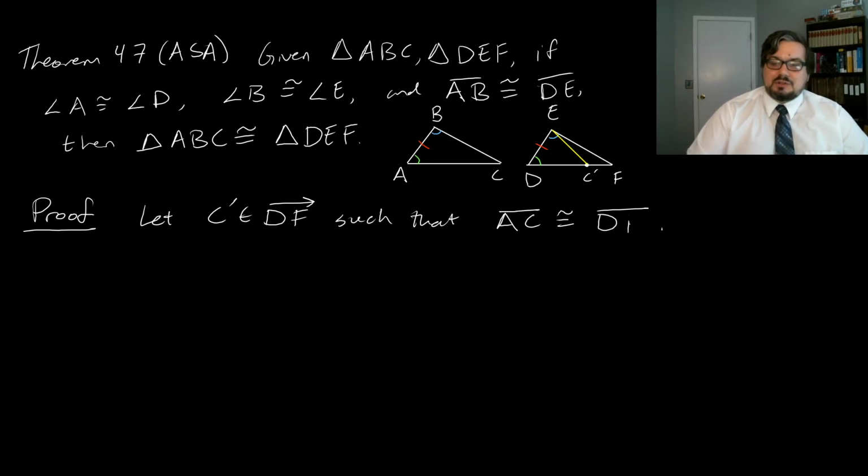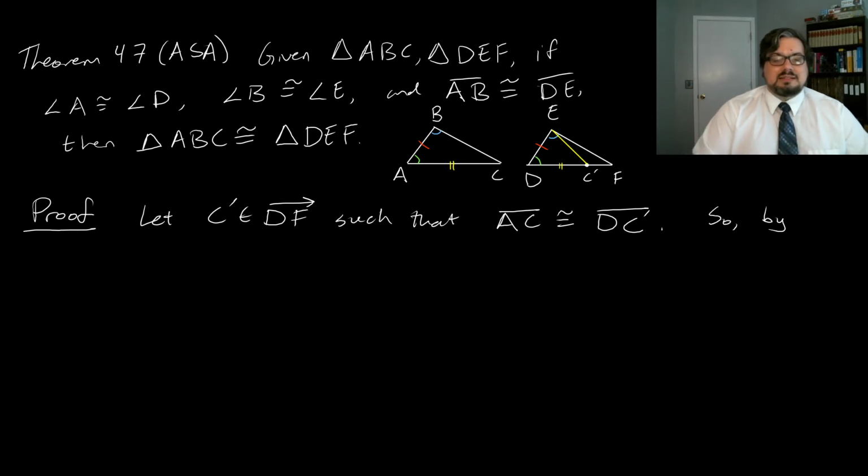Sorry, I just saw something that made this whole thing confusing. I want to choose C prime on DF such that segment AC is congruent to the segment DC prime. We're trying to prove that segment AC is congruent to segment DF, but we don't know that yet. Sorry about that. What we do know now, though, is that the segment AC is congruent to the segment DC prime.